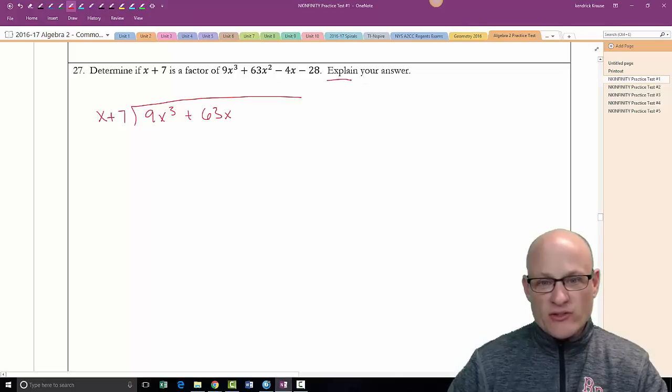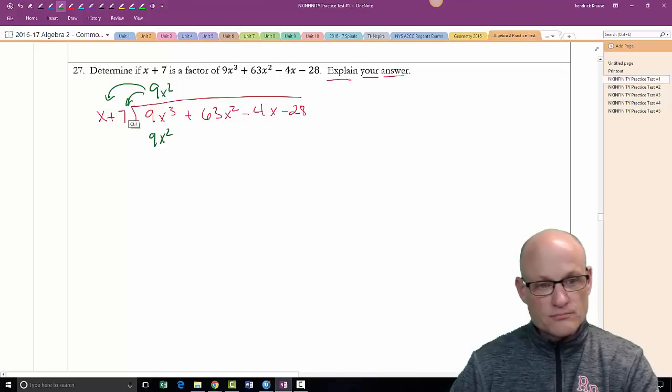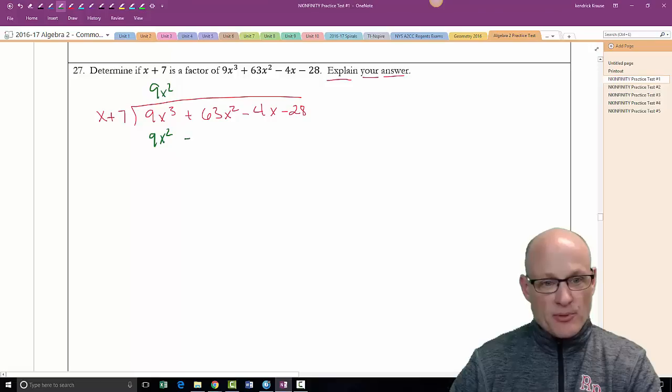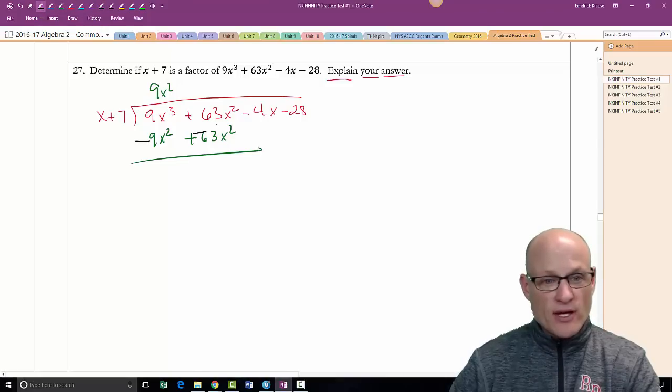By the way, you need to explain your answer. So just if I do this math, it will not be good enough. So 4x minus 28. You have to explain your answer. So I'm going to do the math, and then I'm going to explain what happened or didn't happen. So 9x squared. So 9x cubed, and then 9x times both of these, right? So plus 63x squared. And then we're going to subtract. These go away, copy everything else down, minus 4x, minus 28.